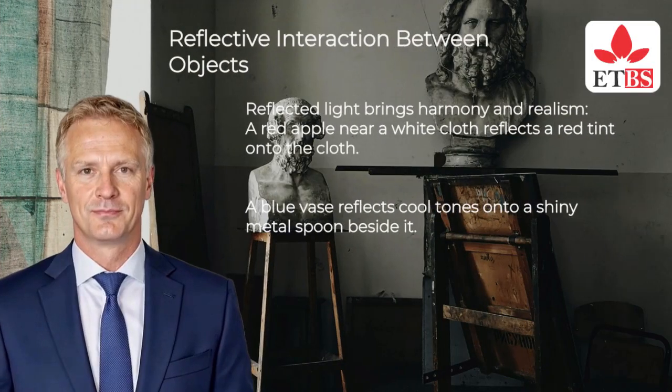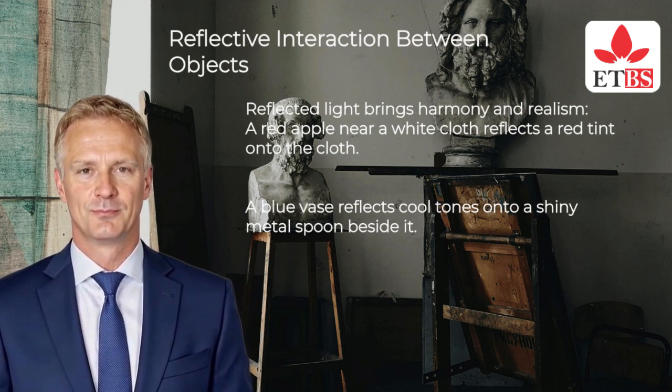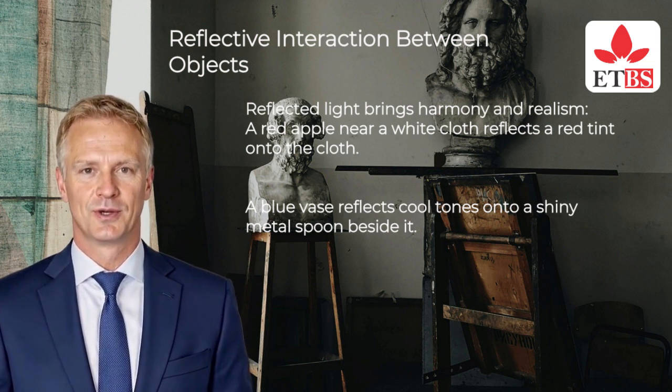Realist artists must internalize how light interacts with materials to paint them convincingly. 6. Reflective interaction between objects. Reflected light brings harmony and realism. A red apple near a white cloth reflects a red tint onto the cloth. A blue vase reflects cool tones onto a shiny metal spoon beside it. These small nuances elevate realism to hyperrealism when executed properly.